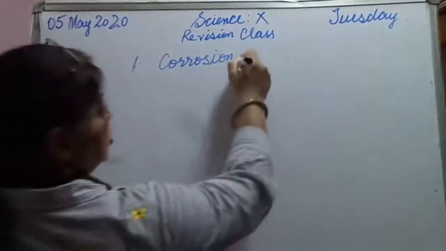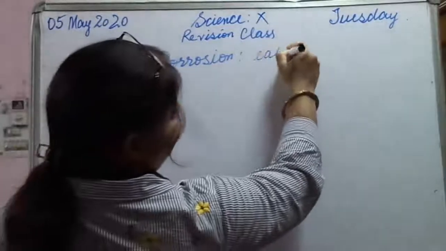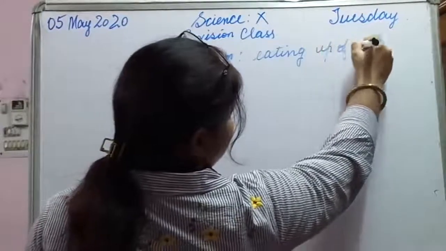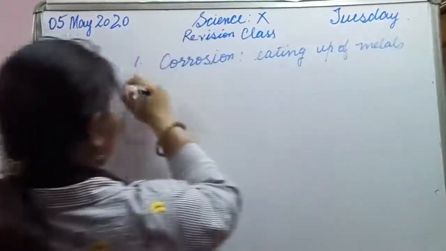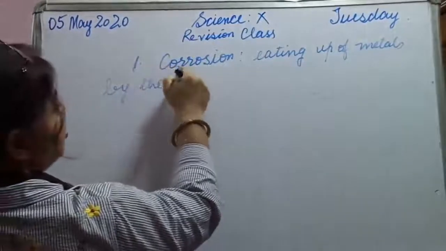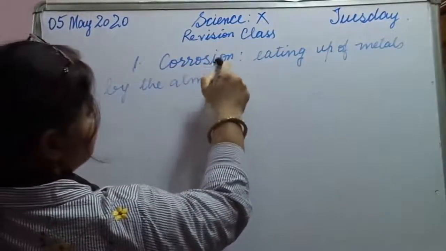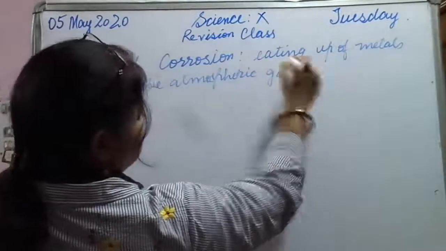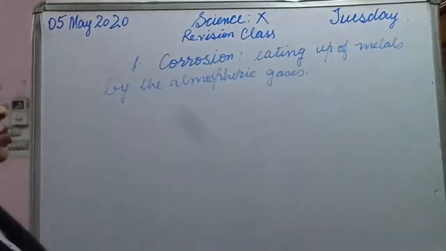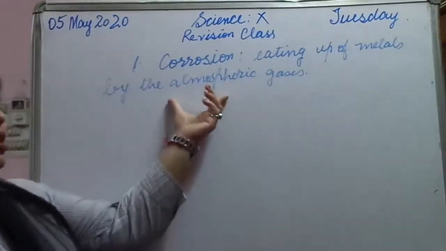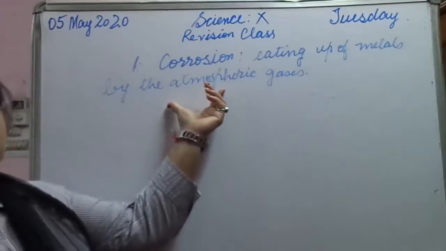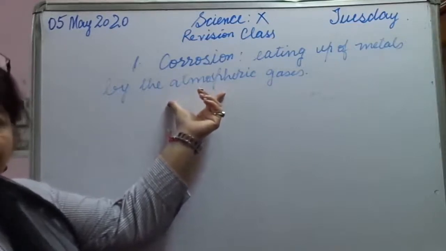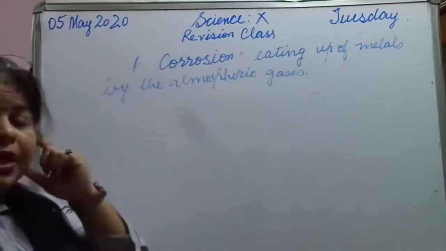What do you mean by corrosion? Corrosion is the eating up of metals by the atmospheric gases. We call it corrosion. It is a chemical process and a slow process: eating up of the surfaces of the metals when kept in open for a long time. So we say it corrosion.